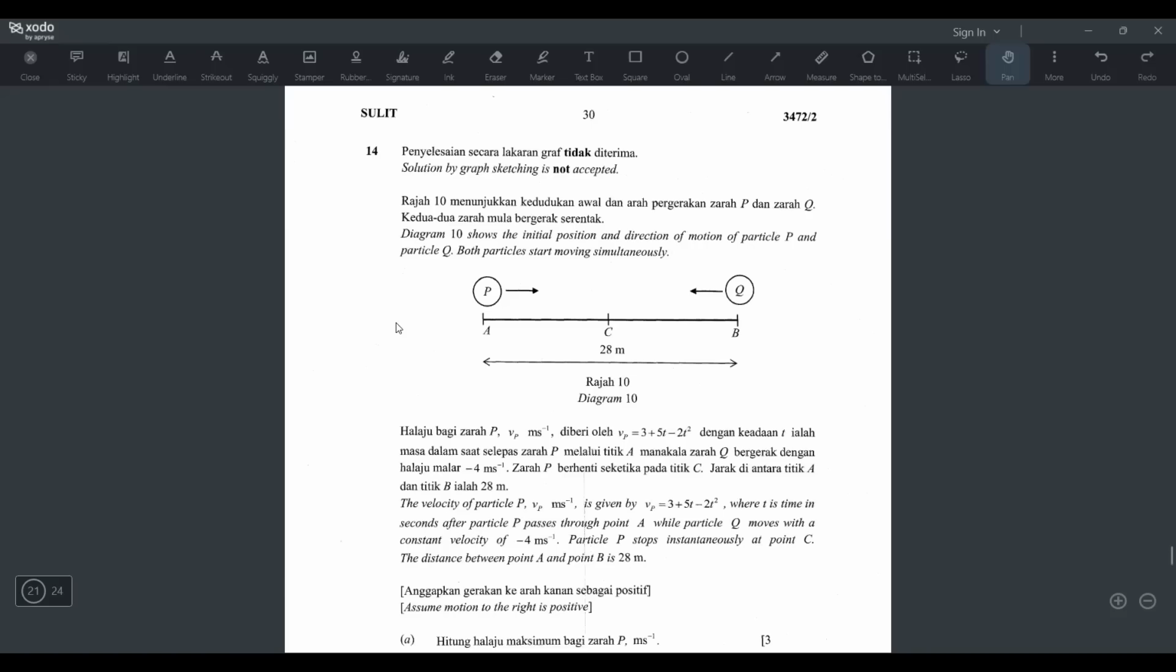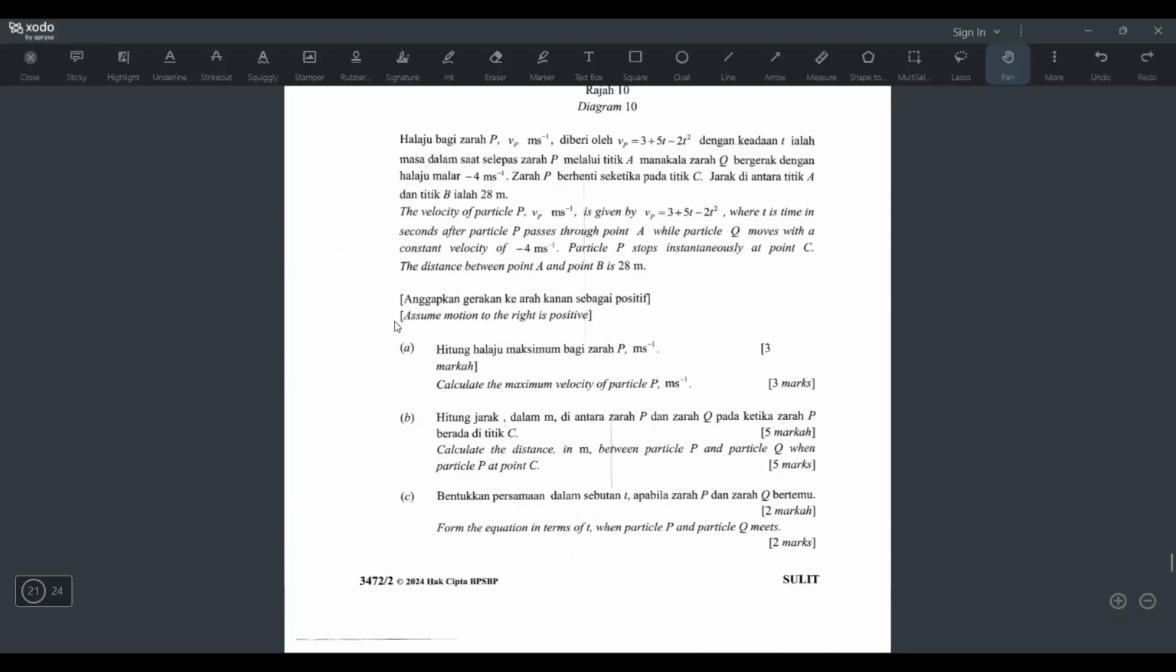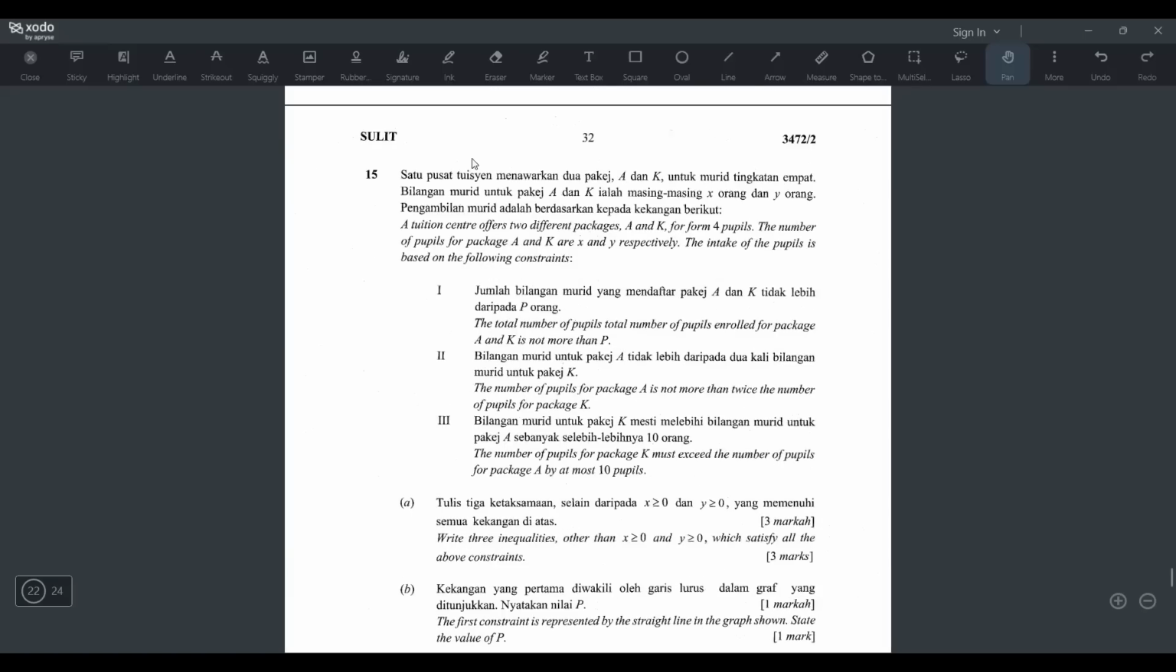14 is the kinematic question. So I will skip this, right? So I will do the last question now, which is number 15. So this one is a graph question. It's called the linear programming. Dalam bahasa Melayu, pengatur caraan linear. This one have to use graph paper one. Okay, let's finish this paper. Last question already. Let's go.